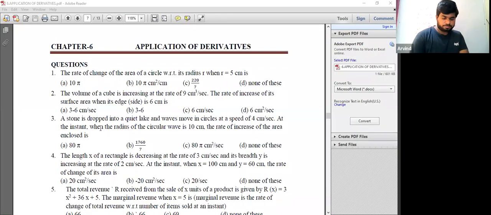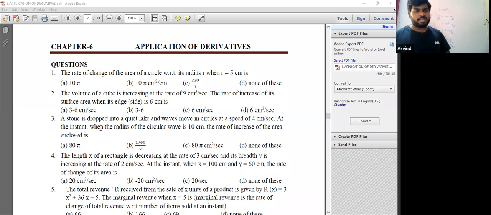Okay, let's go to the next one. A stone is dropped into a quiet lake and waves move in circles at a speed of 4 centimeter per second. At that instant, when the radius of the circular wave is 10 centimeter, the rate of increase of its area is dash. Same kind of formula, same kind of problem.